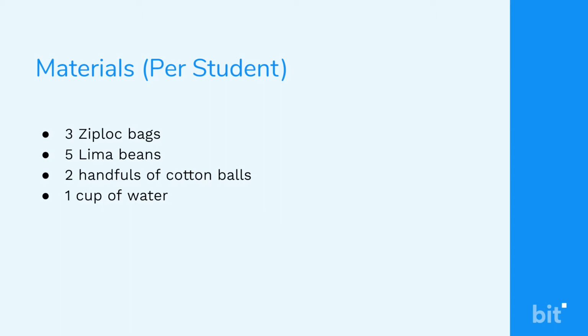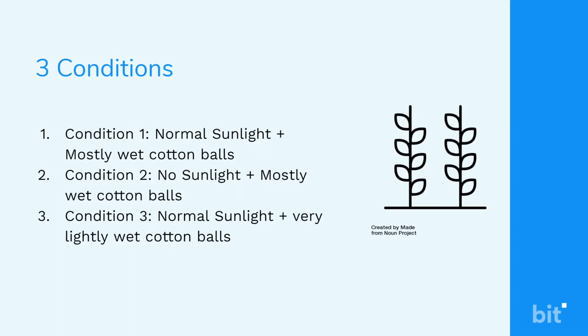In order to minimize distraction, do not distribute the materials in the beginning of class. Distribute the materials as you get to the step that requires them. In the beginning of this activity, you should familiarize yourself with these 3 conditions. Each condition corresponds to each group.